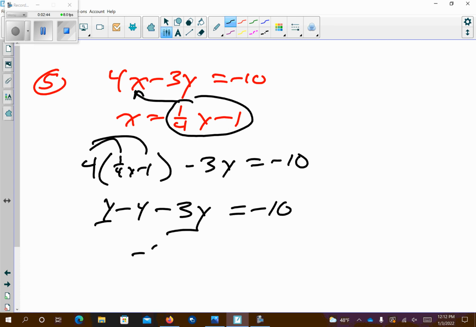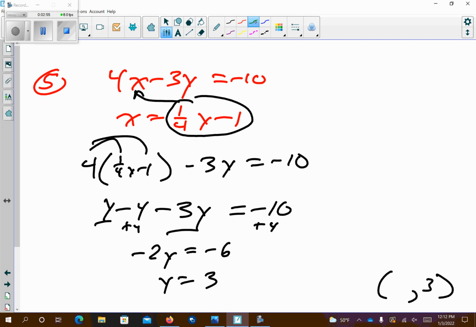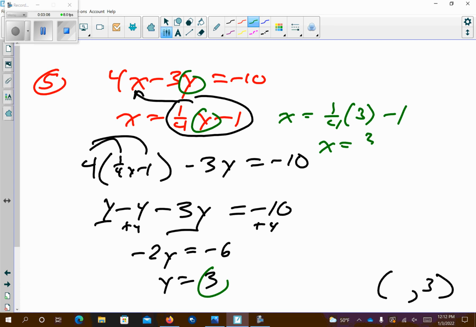Combine those two like terms, so that's negative 2y. Add 4 to both sides, so that's going to give me negative 6. So y is equal to 3. I'm going to take that y value and plug that into either of these, doesn't matter which one. Let's plug it into the bottom one. So I have x equals 1/4 times 3 minus 1. x equals 3/4 minus 1. We'll make that 4 over 4 so we can subtract them. So we have negative 1/4 comma 3.